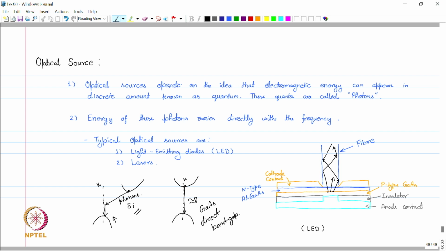So, these are some optical sources, where we have LEDs, the light emitting diodes, and the lasers. We will discuss them in detail later on in another lecture, but this is the typical structure of a LED.